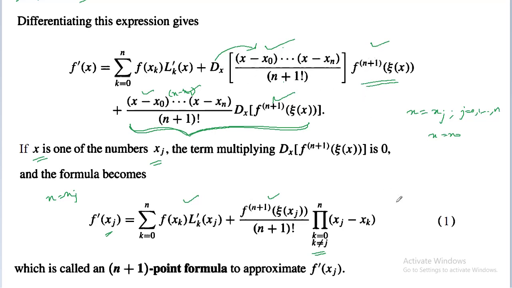For example, if we take the points x0, x1 and x2, if we choose these 3 points only, then the product will be (x minus x0)(x minus x1)(x minus x2). So d/dx of this will be this.